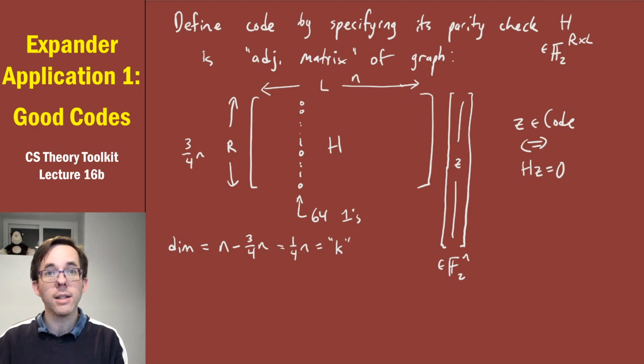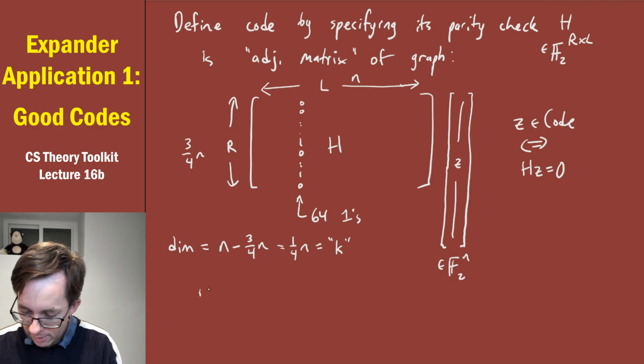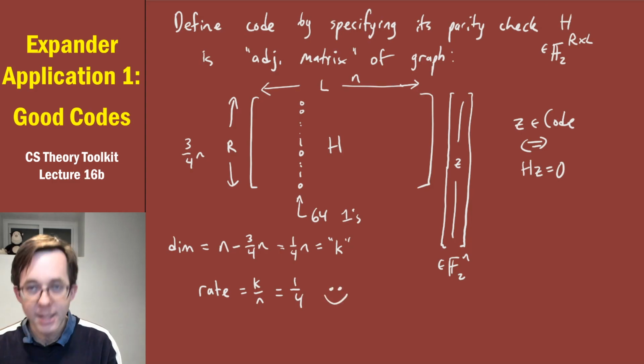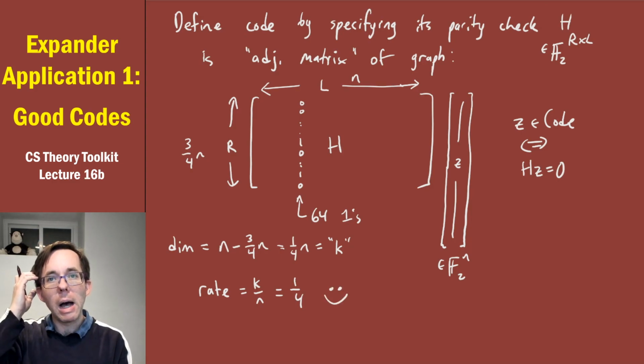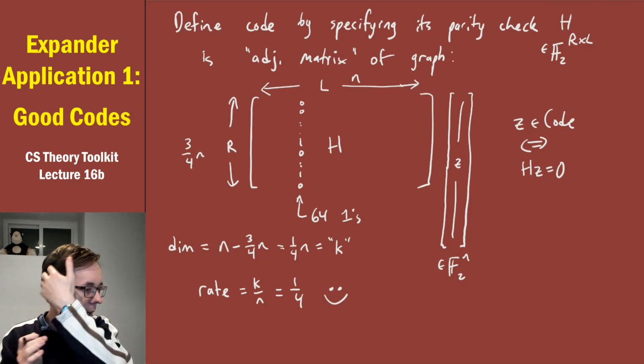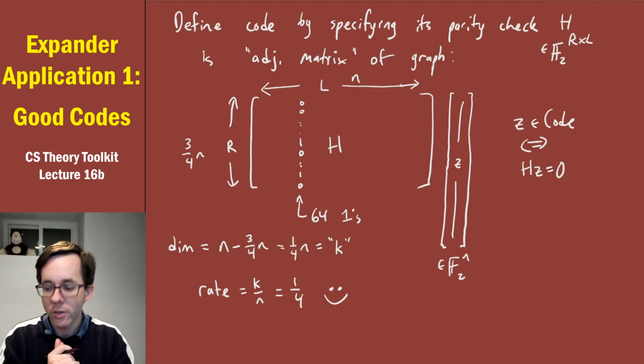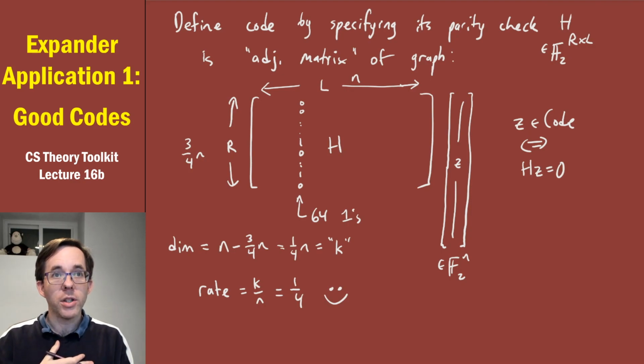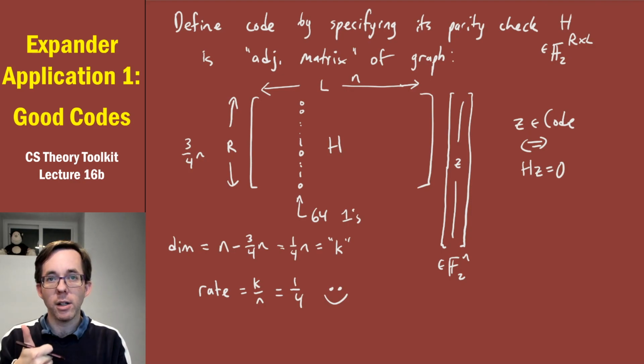And this is wonderful, because it means the rate, which is k over n, is a quarter. That's a nice big number. It means n is just 4k, so if you want to encode a message of k bits, you only use 4 times k bits to encode it. So that's great, just a blow-up of size 4. Okay, so it's got a good rate. That's one of the criteria we need for a so-called good code.